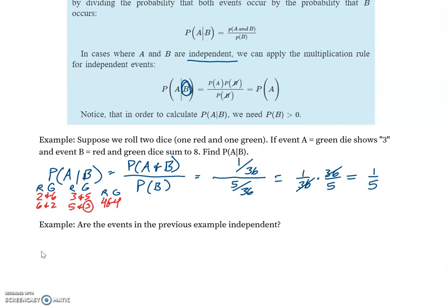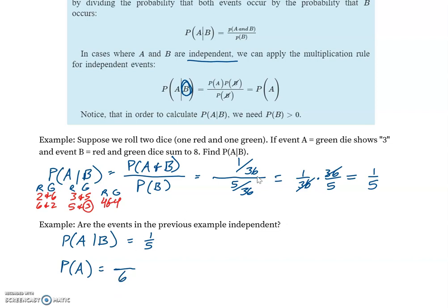So we're going to say, okay, are the events in our previous example, using the same A and B here, independent? We already found out that the probability of A given B was 1/5, right? So we did the left side here. Now we just need to figure out, what was the probability of A all by itself? Remember, A is the green die shows a 3. If it's just the green die, there are 6 outcomes for it: 1, 2, 3, 4, 5, 6.